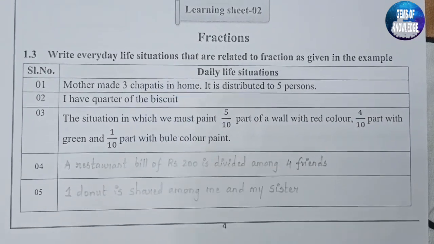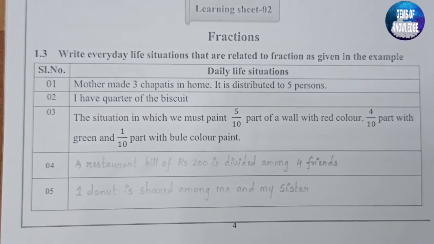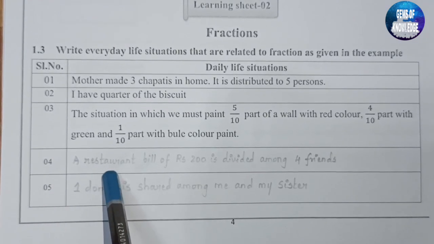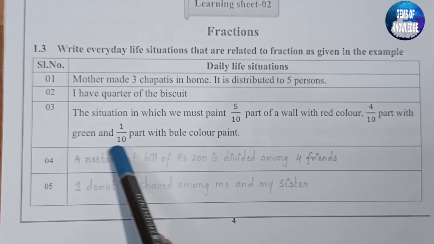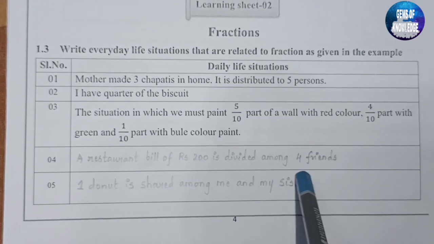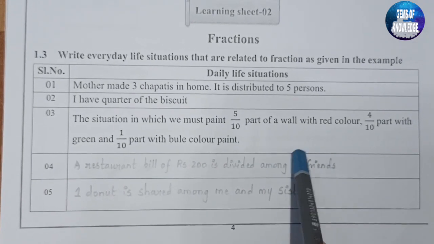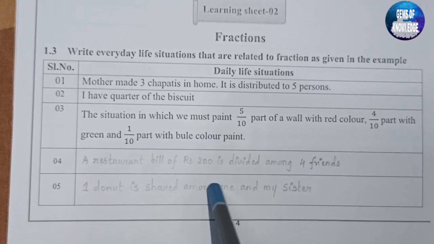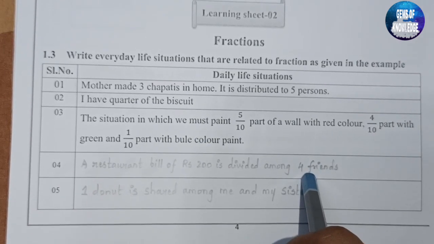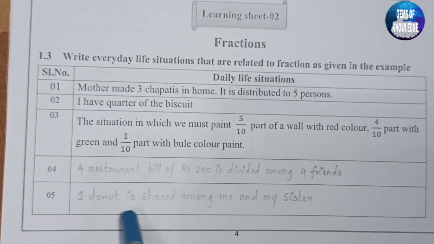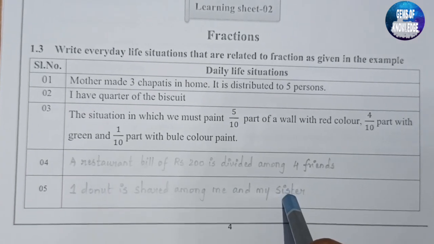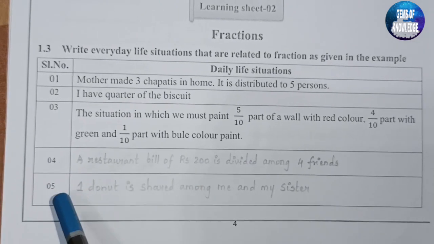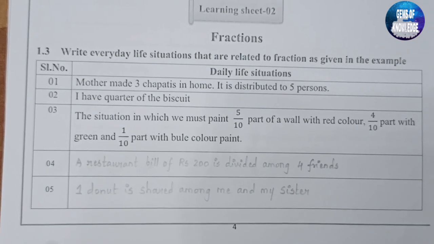So the 3 examples have been given, and the last 2 you have to mention yourself, according to your wish, whatever you want. What I have mentioned is: a restaurant bill of rupees 200 is divided among 4 friends. The 4 friends go to a restaurant and have their food, and after that the 200 rupees bill is distributed among the 4 friends. Then, one donut is shared between me and my sister. One donut is shared, it means half, both are sharing, half and half. So we can write it like that. These are the 2 situations.